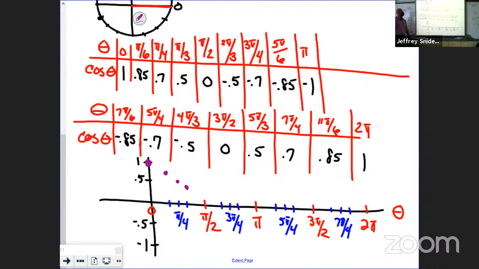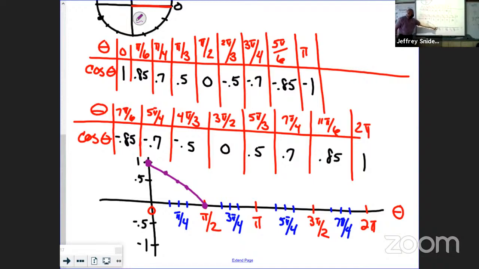At pi over 2, I'm at 0. Okay? Now I'm down here. So this is the first part of my graph, guys. There it is. There's the first part of my graph.